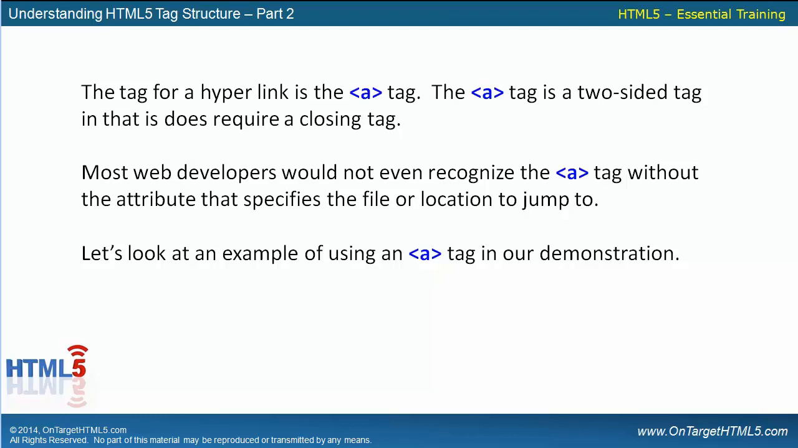The tag for hyperlink is the A tag. The A tag is a two-sided tag in that it does require a closing tag. Most web developers would not even recognize the A tag without the attribute that specifies the file or location to jump to. The A tag is always used with the href attribute. So let's look at an example of using an A tag in our demonstration.